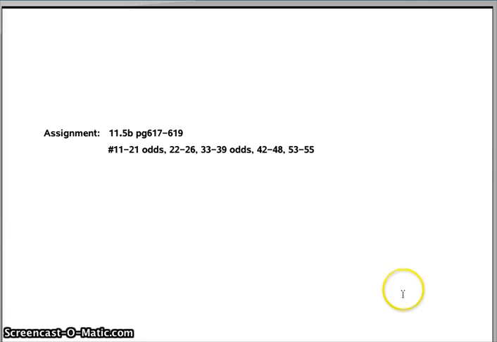Here's your assignment. It's just going to kind of talk you through working more with equations of circles, and hopefully you're able to expand on what you've done with that.